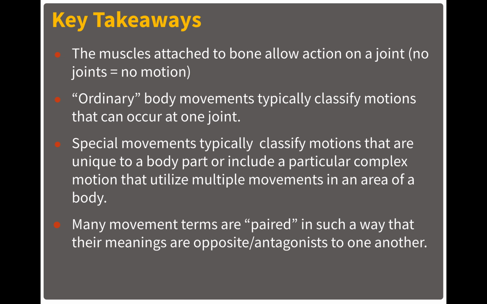All right, so just in general, our key takeaways: the muscles attached to bone allowing action on a joint. No joint means no motions, meaning no two bones means no motion. We are 206 bones as an adult, and if you were only one bone as an adult, you wouldn't be able to move at all because movement is about moving bones against each other. Ordinary body movements typically classify motions that occur at one joint, while when we talk about specialized movements, generally speaking, we're classifying motions that are unique to a body part or include particular complex motions that utilize multiple movements in a particular area of the body. And many movement terms are paired in such a way that their meanings are opposite. Sometimes we call these antagonistic movements to one another.